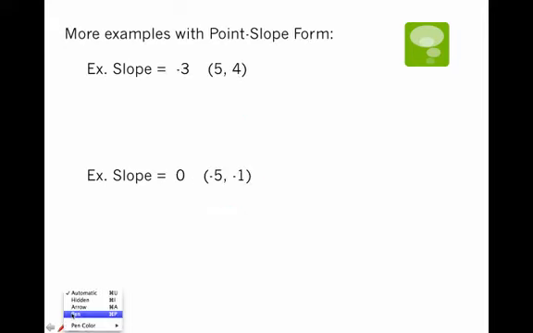A couple more quick examples. I've got y minus 4 equals -3, my slope, times x minus 5. It's as easy as that.